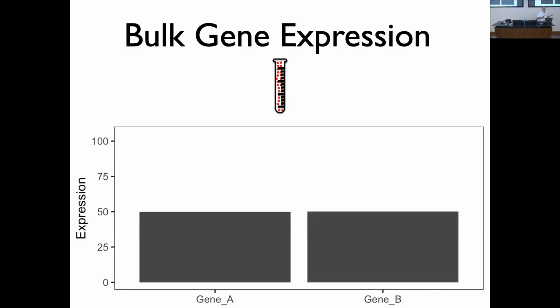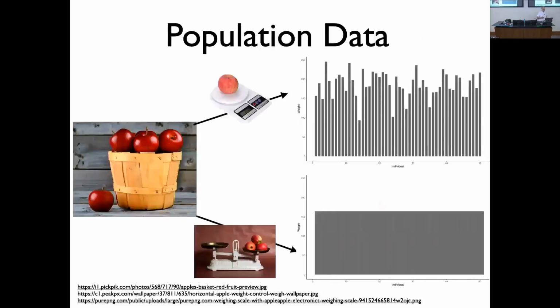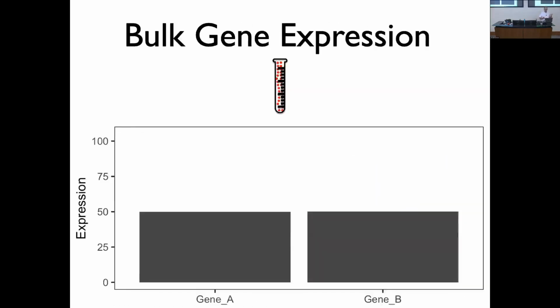And so doing bulk RNA-seq or any sort of bulk analysis on a population, whether it's apples, whoops, that was a mistake, whether it's apples or cells, there's information you're missing. And sometimes it's okay to miss that detail. And sometimes there's a lot of important information that you're missing out.